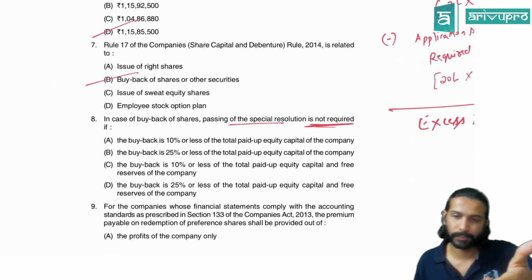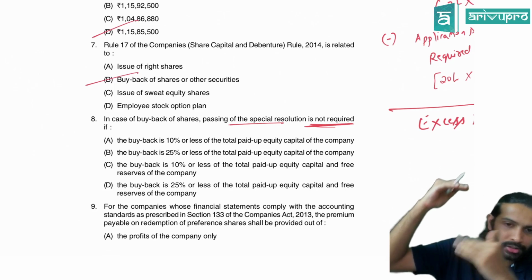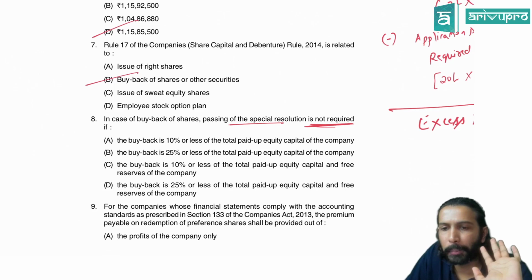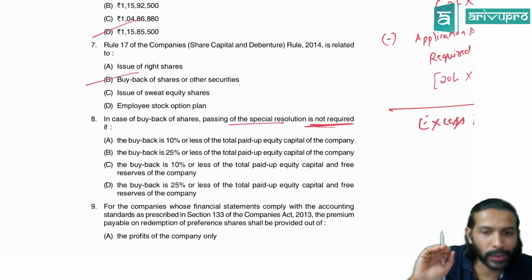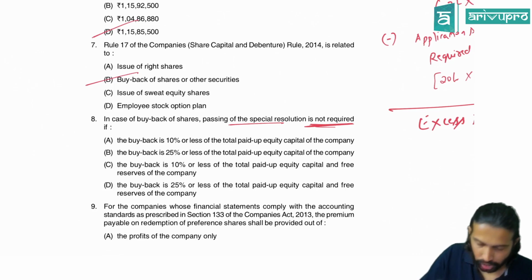Next, in case of buyback of shares, passing the special resolution is not required. We have learned this. Maximum the company can buy back is 25% of paid up capital and free reserves. Up to 10%, board resolution is good enough. Beyond 10%, special resolution is required. This is what we have learned in the charts. So that is what they're asking.